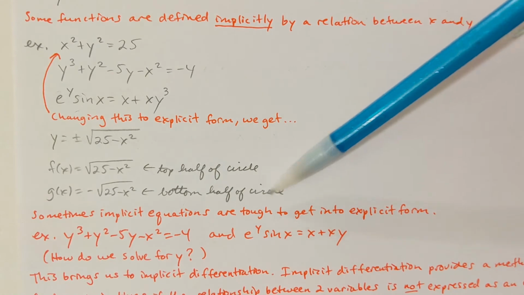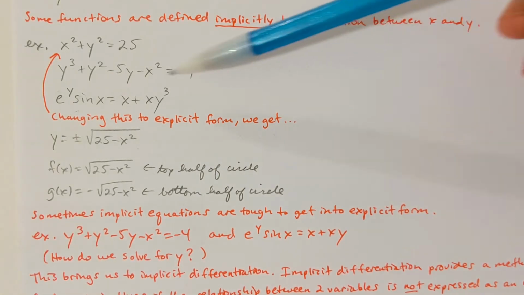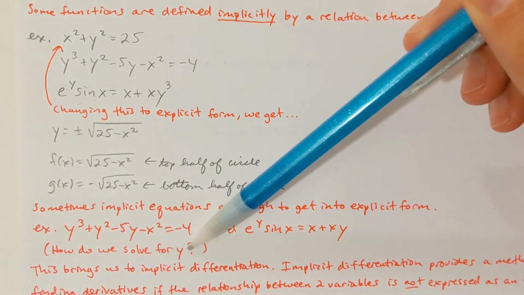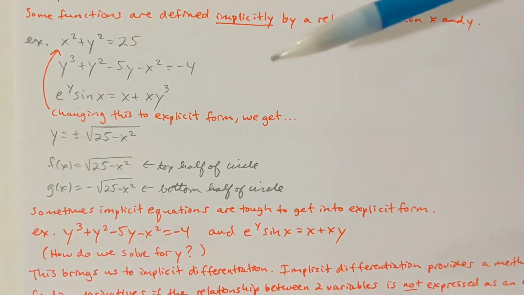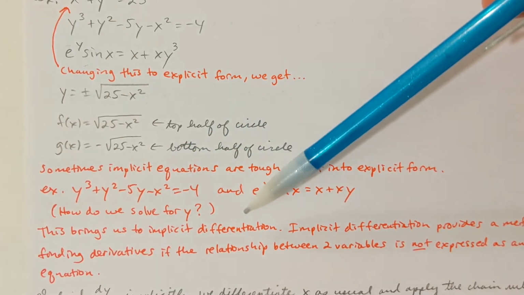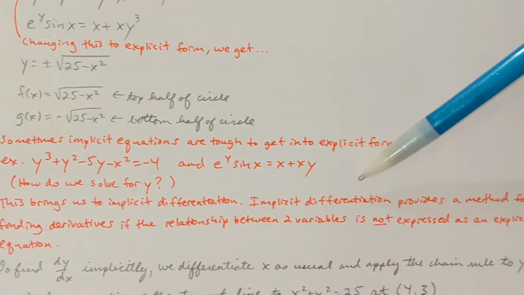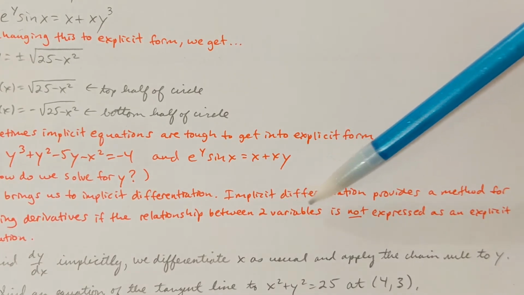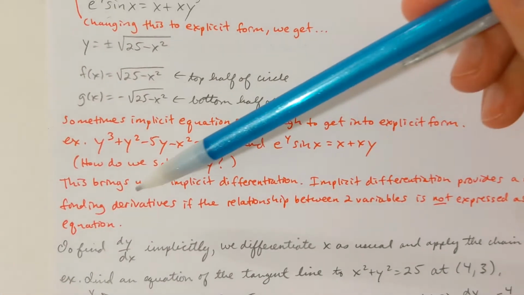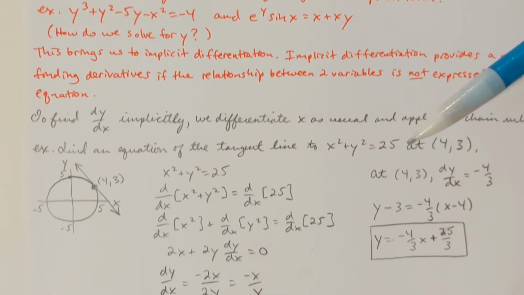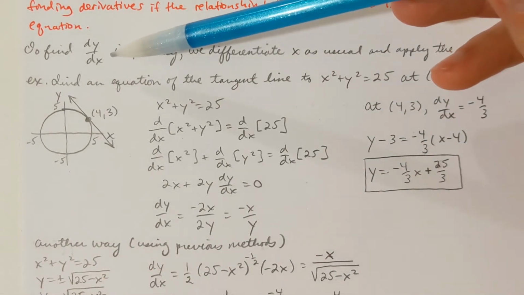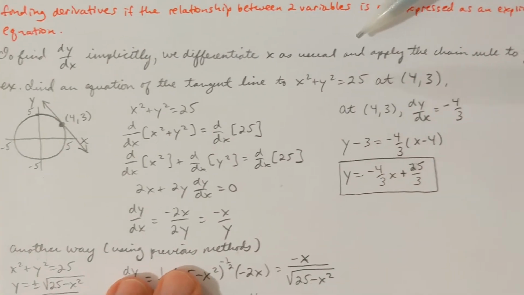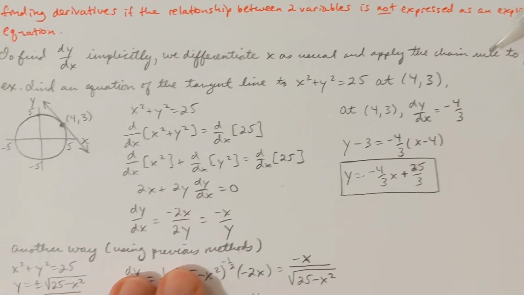Sometimes implicit equations are tough to get into explicit form. Something like these two equations would be really difficult to solve for y. In fact, in this one you can't. So this brings us to implicit differentiation. Implicit differentiation provides a method for finding derivatives if the relationship between two variables is not expressed as an explicit equation. To find the derivative of y with respect to x, or dy dx, implicitly, we differentiate x as usual and then apply the chain rule to y.